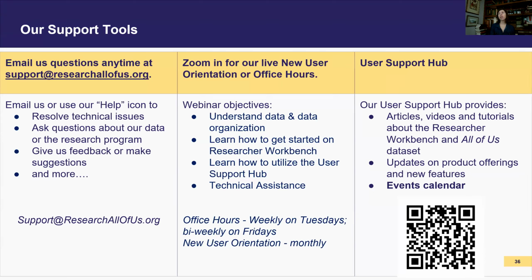in general. And then, of course, our support hub, which I talked about, which is available through researchallofus.org. It's a complete wealth of knowledge on information about our tools, our platform. There's videos, there's articles, there's links to data dictionaries and code books. There's also an events calendar, so you can see all of those office hours that are scheduled and take a look and join.